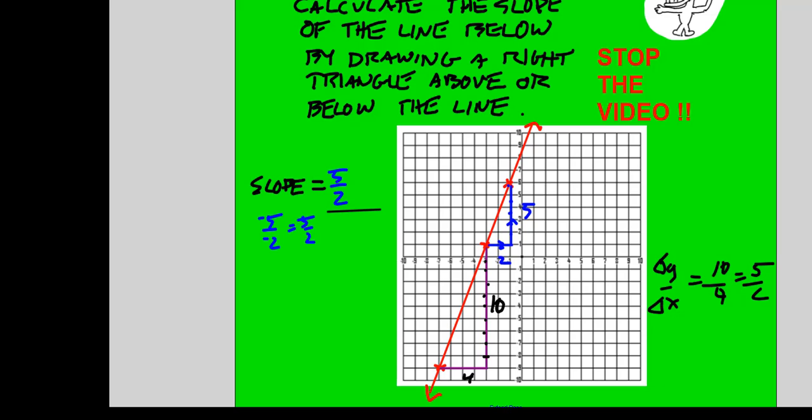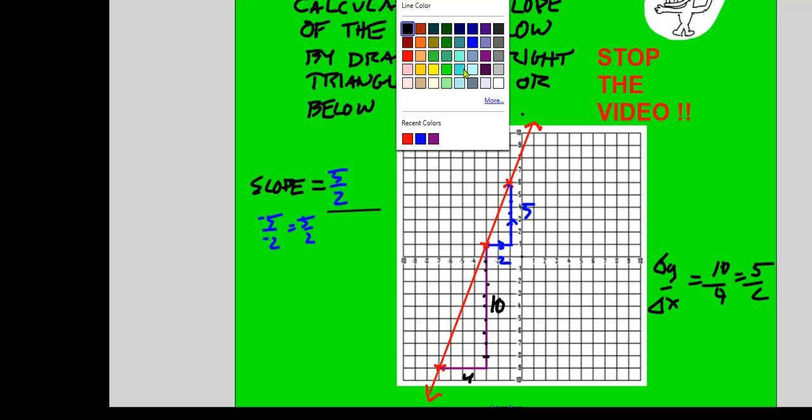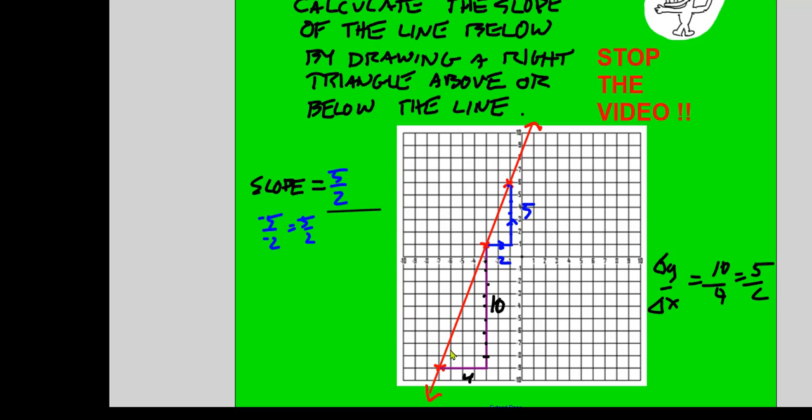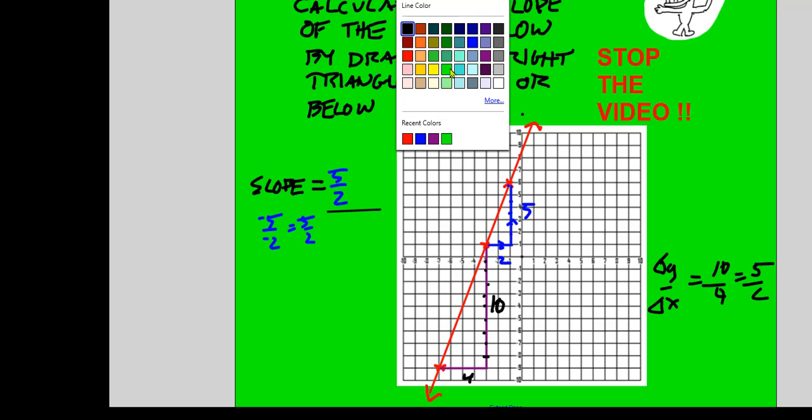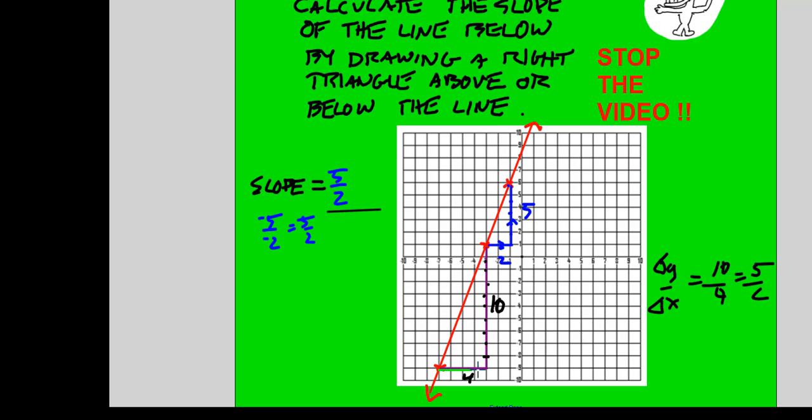You could also go, could have done this just to point this out. I could have gone from this point to this point. That would be, sorry about the dogs.